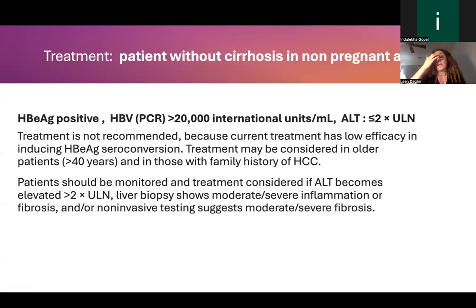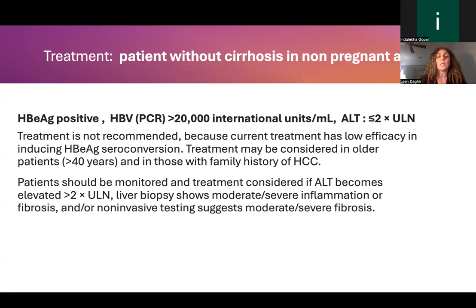Treatment. The treatment differs if the patient has cirrhosis or doesn't have cirrhosis, and these are the treatments for patients who are not pregnant. So, for a patient without cirrhosis, a non-pregnant adult, hepatitis B E antigen is positive, hepatitis B PCR more than 20,000, and the ALT less than 2 times the upper normal limit: treatment is not required because the current treatment has low efficacy in inducing hepatitis E antigen seroconversion.